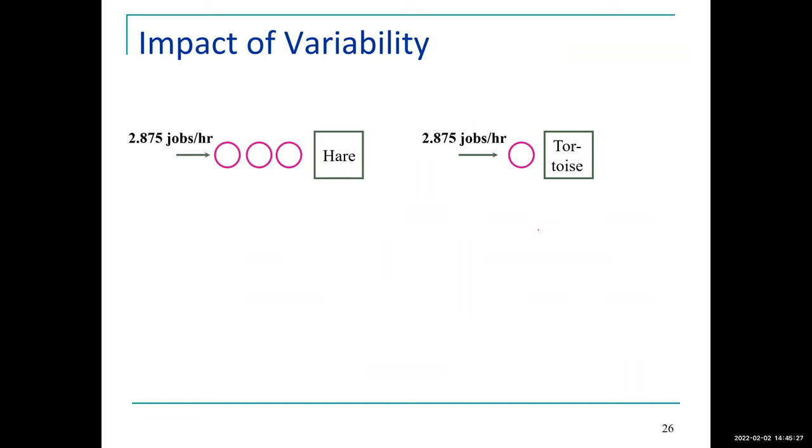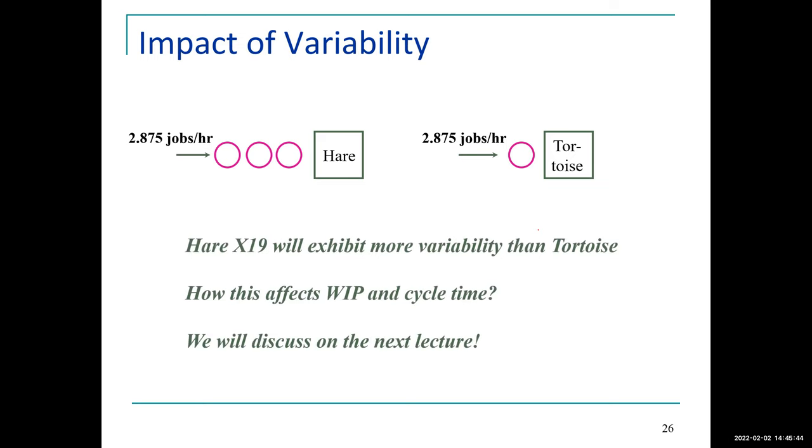The impact of variability, let's say both of them have the same inter-arrival times, 2.87 jobs an hour. So we know that the X19 will exhibit more variability. How this affects the waiting process and the cycle time, we're going to focus on that aspect in our next lecture. But for now, you've got to understand there's a way for us to measure the variability of a process, and we can determine how certain mean time to failure and mean time to repair impact our variability in terms of processing of parts. And we are going to discuss the impact of the variability in our next lecture.